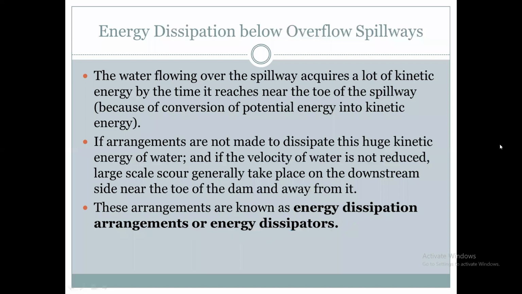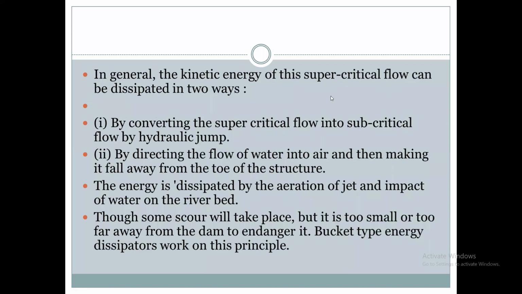These are the dissipators which reduce this kinetic energy to avoid the scouring action on the downstream of the dam. These are called energy dissipation arrangements. So this kinetic energy of this supercritical flow of the water can be dissipated in two ways. This kinetic energy can be dissipated by two methods.